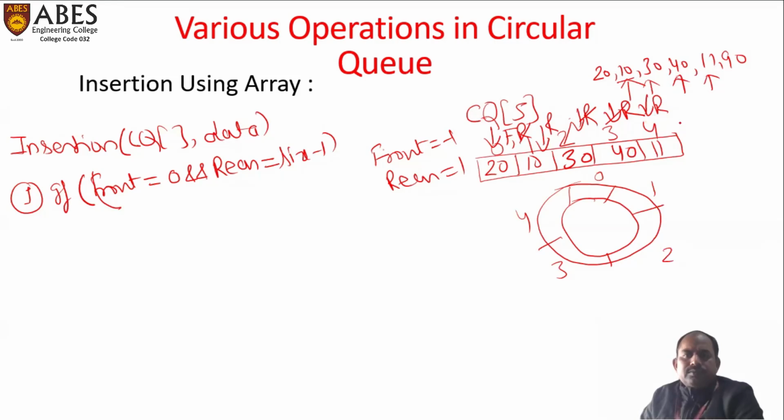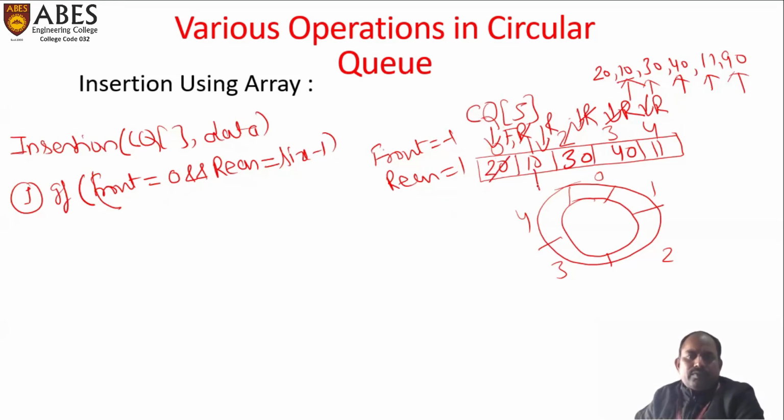Now, if we want to insert 90, then the array is full, and this is called the overflow case. So the first case is when front is at 0 and rear is at size minus 1, that is 4 here, then overflow occurs. What will be the second case in a circular queue? In the second case, suppose we have deleted an element from the queue.